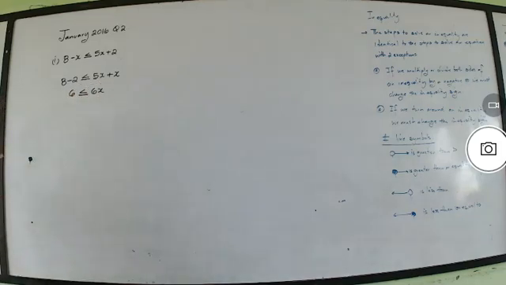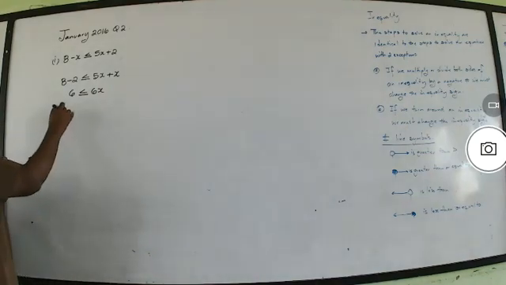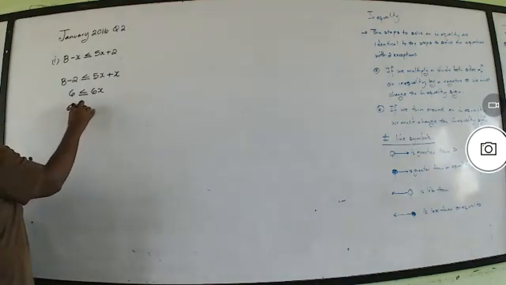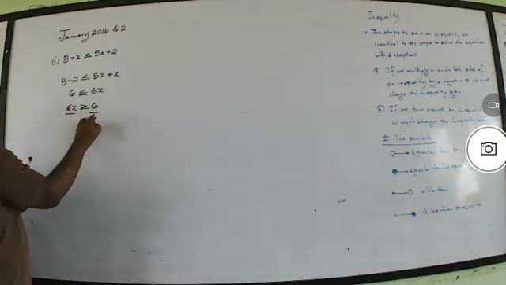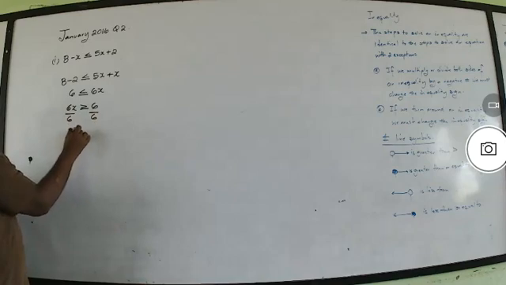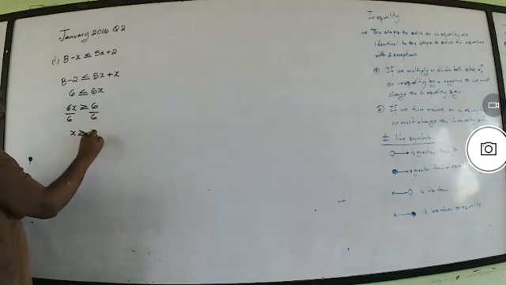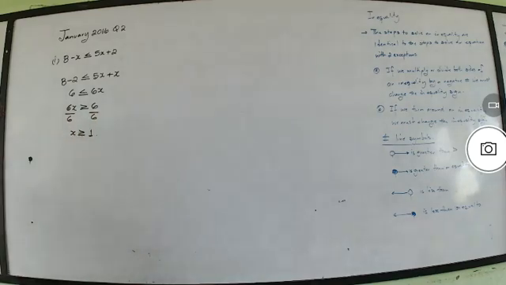Let's turn the inequality around to get the x on the left. If I turn the inequality around, what must I do? Change the sign. So now we have 6x is greater than or equal to 6. Last step: divide both sides by 6. X is greater than or equal to 1. Did you get that?